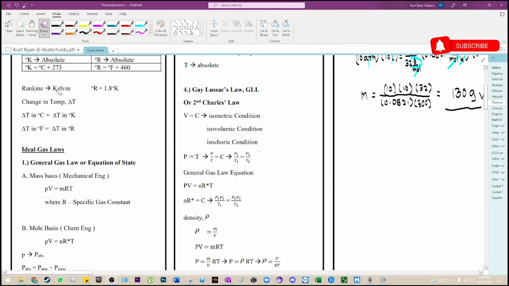Now, conversion of Kelvin to Rankine, this one. The conversion factor is you just have to multiply the given reading in Kelvin by 1.8.